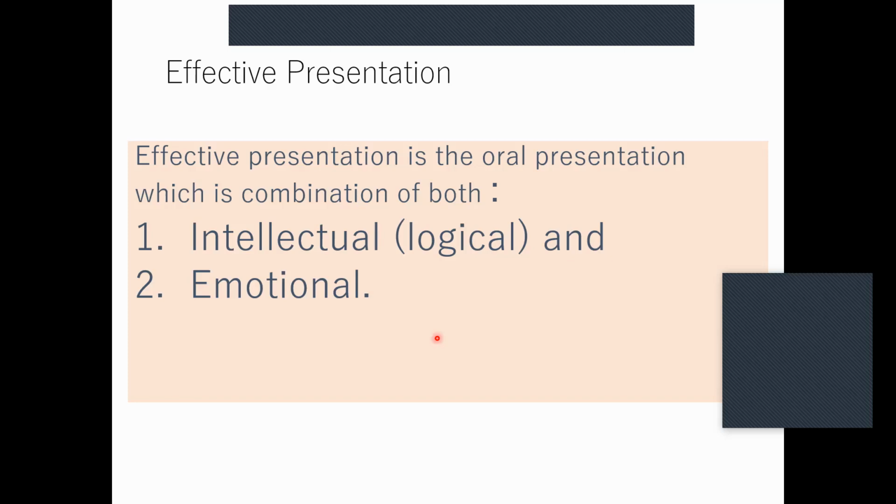There is a lot of research on how to give an effective presentation. And it is seen that without the emotional part of the presenters, it will never be an effective presentation. So the emotional part is as important as the logical part. Please remember this. We must take care of this as well. So I repeat it again. Effective presentation is the combination of both the intellectual or logical part and also the emotional part. Both of them are very important for an effective presentation.